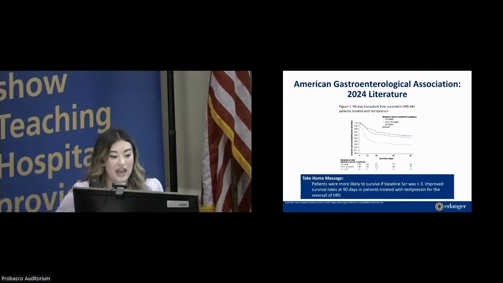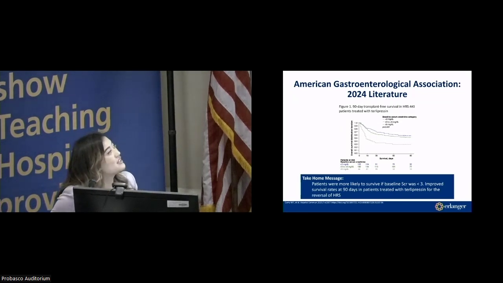This included a meta-analysis which demonstrated the differences in baseline serum creatinine in patient survivability. Obviously, patients with a serum creatinine of less than 3 had higher rates of survival at 14, 30, 60, and even closer to 90 days. This kind of makes you think that if you were implementing this in practice, would you want to restrict patients receiving terlipressin to a serum creatinine of less than 3 in order to receive this treatment? Again, just something to think about.